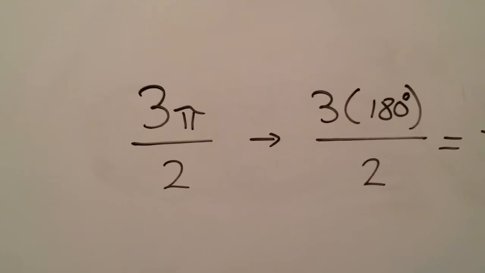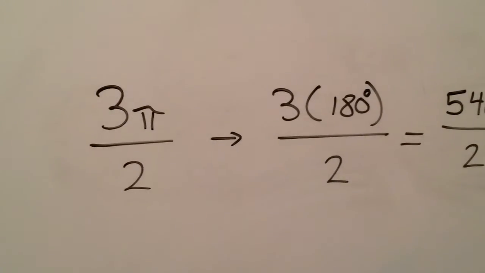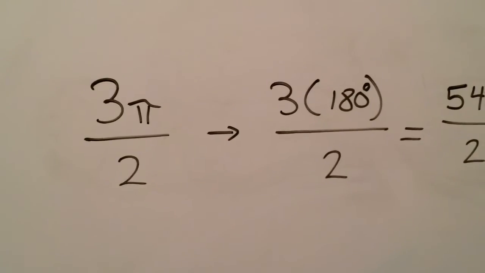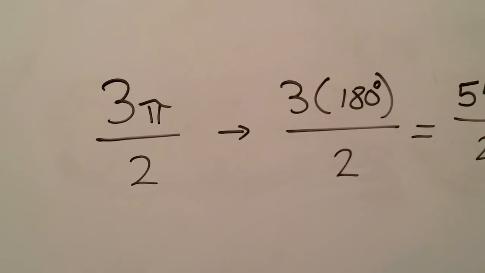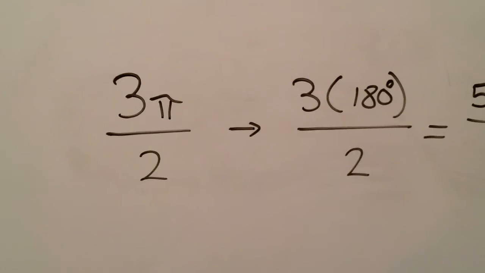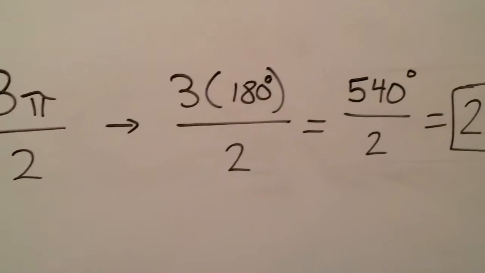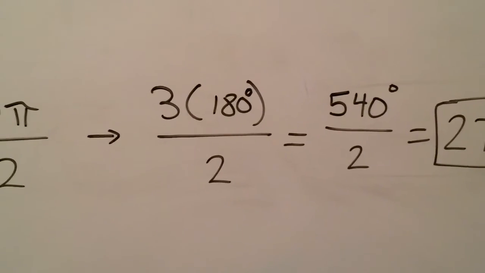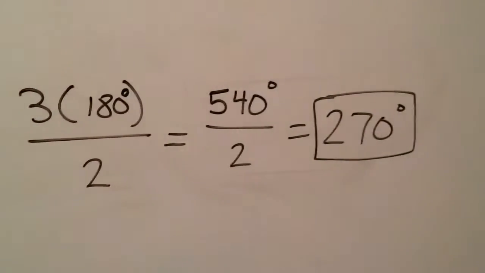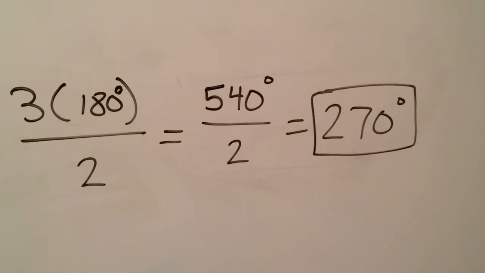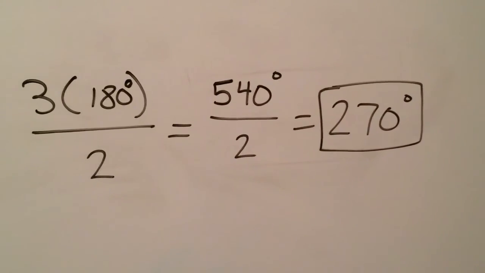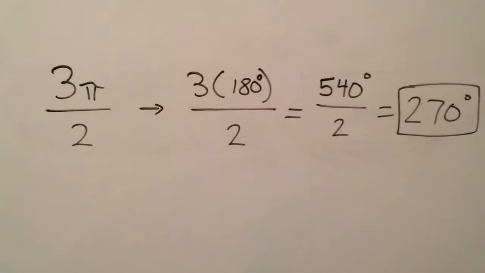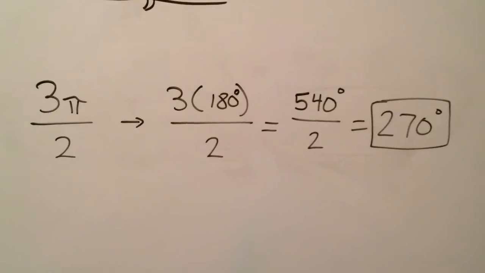we now have 3 times 180 divided by 2 by substituting 180 degrees for pi, and then perform the calculation. 3 times 180 degrees is 540 degrees divided by 2, which will give us 270 degrees, our answer in degrees. 3 pi over 2 radians is equivalent to 270 degrees.